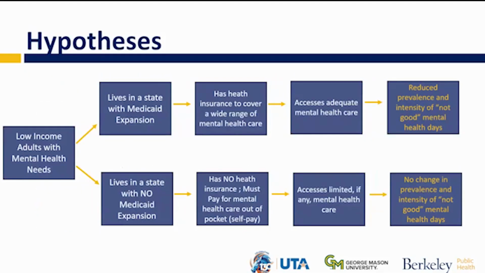All right, so this is our hypotheses. We have low-income adults with mental health needs. Some folks are going to live in a Medicaid expansion state. Some folks won't. The folks who live in the Medicaid expansion state will have insurance to cover lots of different kinds of mental health care. These folks won't. They'll have limited care, and then hopefully we'll get some better mental health outcomes for these folks and these folks. Now, we're not measuring this part at all in this study. We don't have any data on whether they actually received care. So all we know is, did they get better or not?